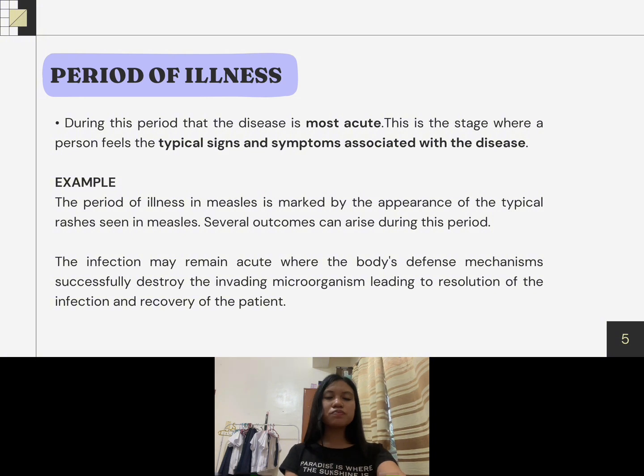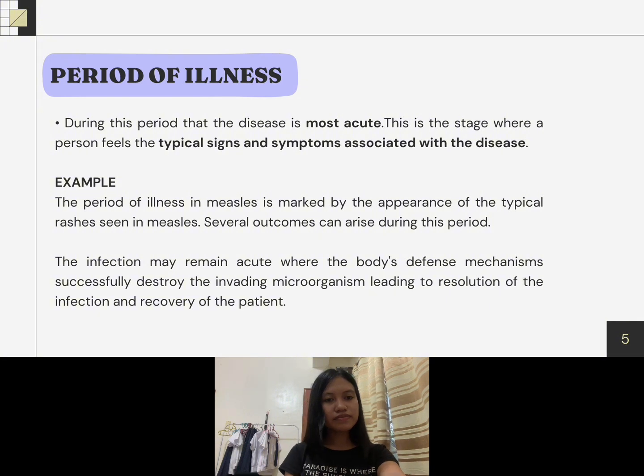So, during this period naman, ito yung peak of the infection where the host experienced the characteristic symptoms of the disease. The severity of symptoms can vary widely, ranging from mild to life-threatening. It depends on the resistance ng host.